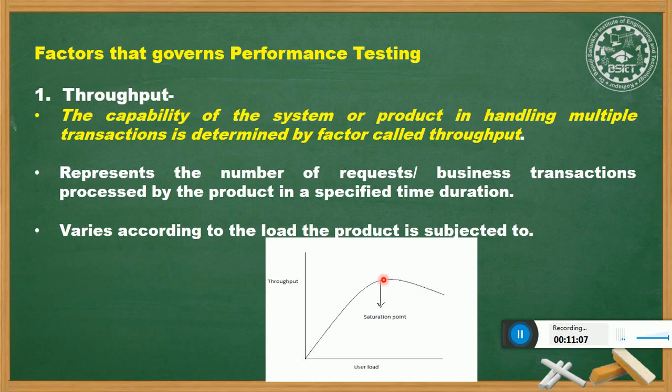But after this, the throughput or the capability of the system is low, or the performance is low, which indicates that after this point, if the number of users keeps on increasing, the response time will be more, and that will automatically slow down or bring down the throughput. Indirectly, it will affect the performance of the system.